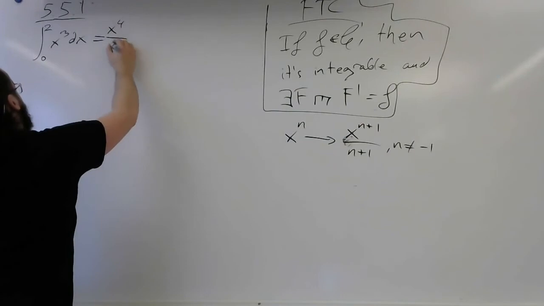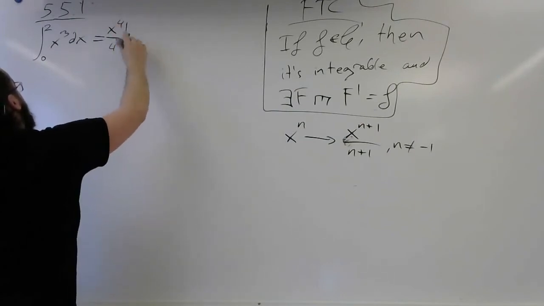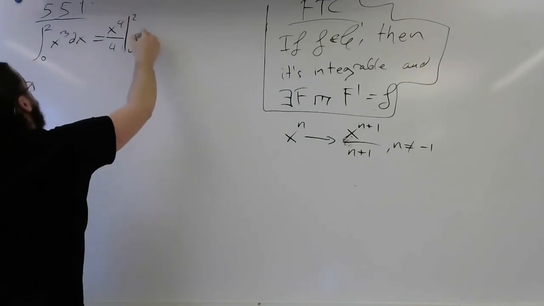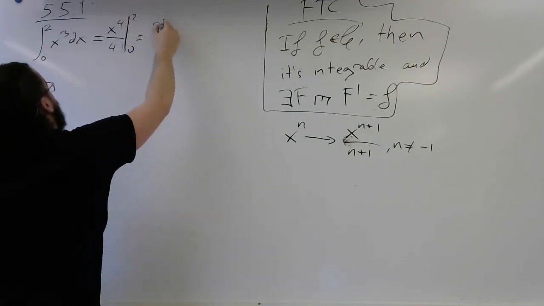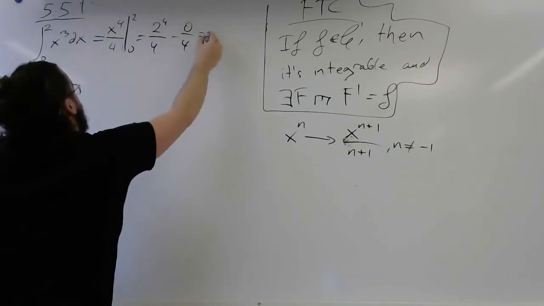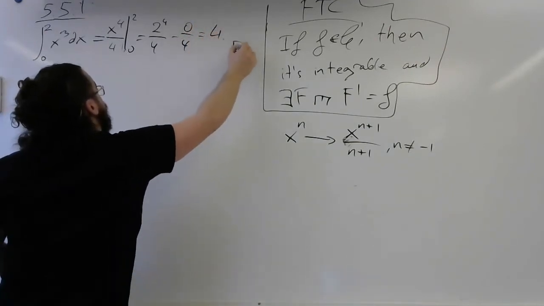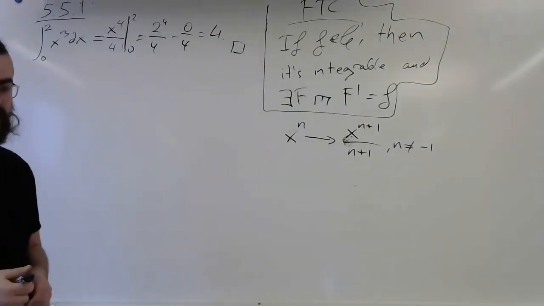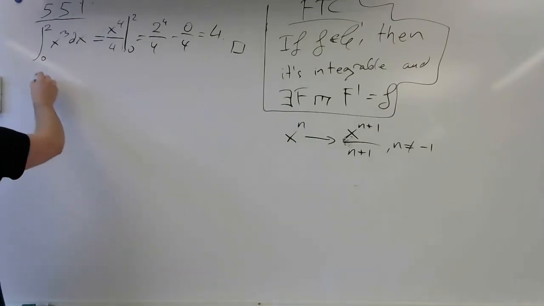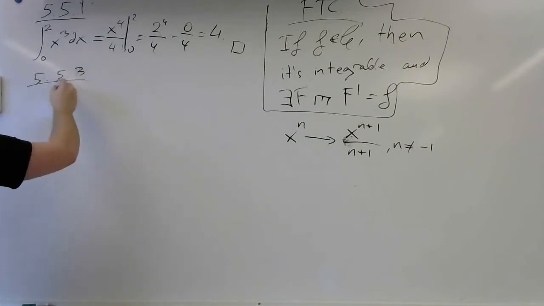This is x to the fourth over 4 evaluated between 0 and 2. And that's nothing more and nothing else than a 4. Now for number 3.